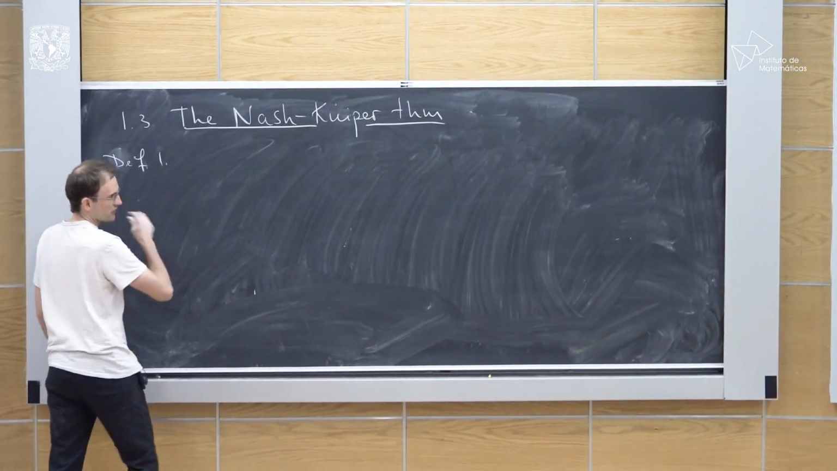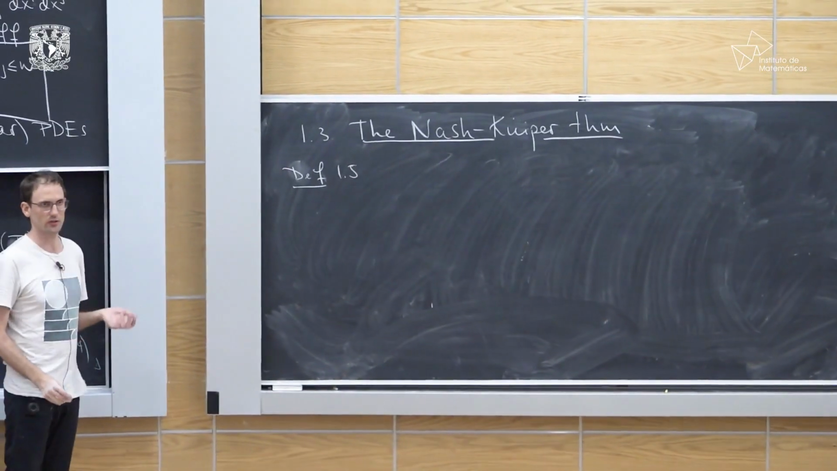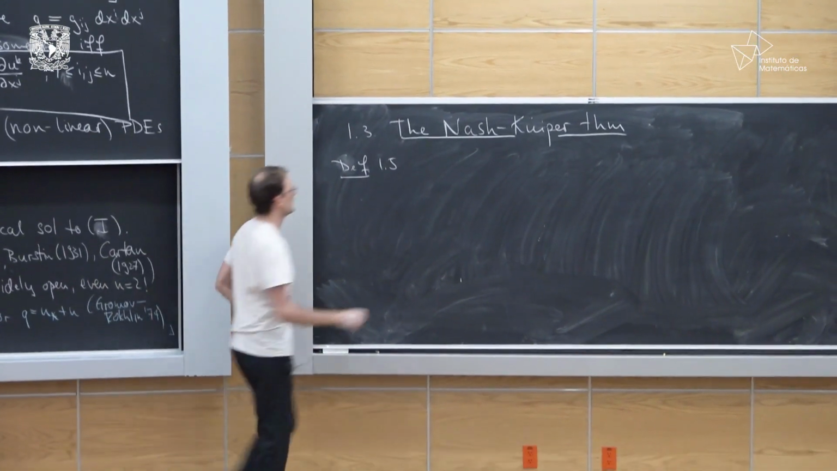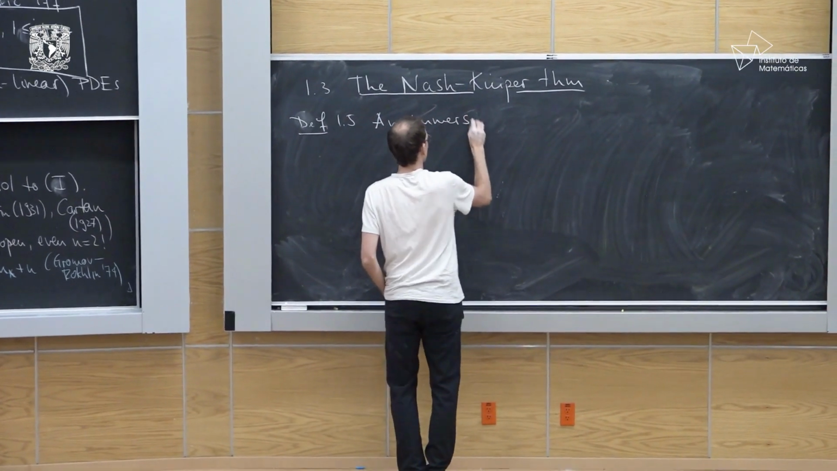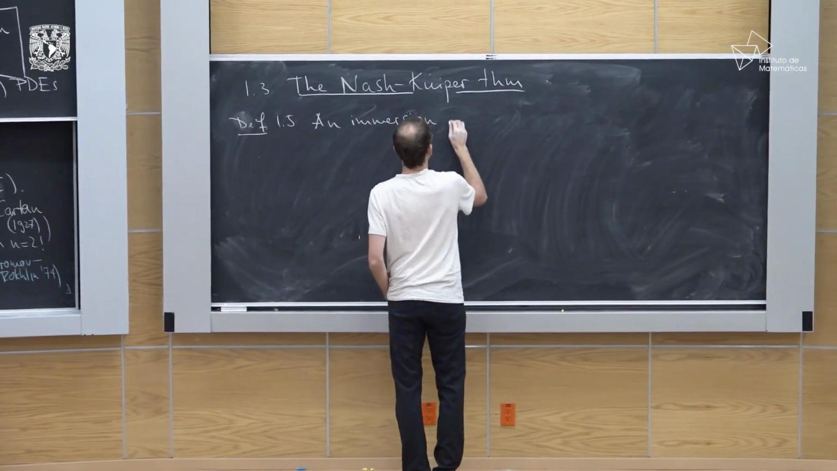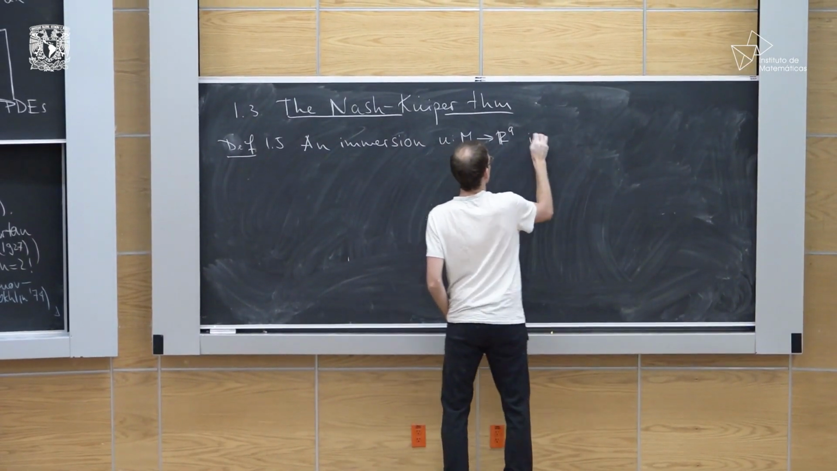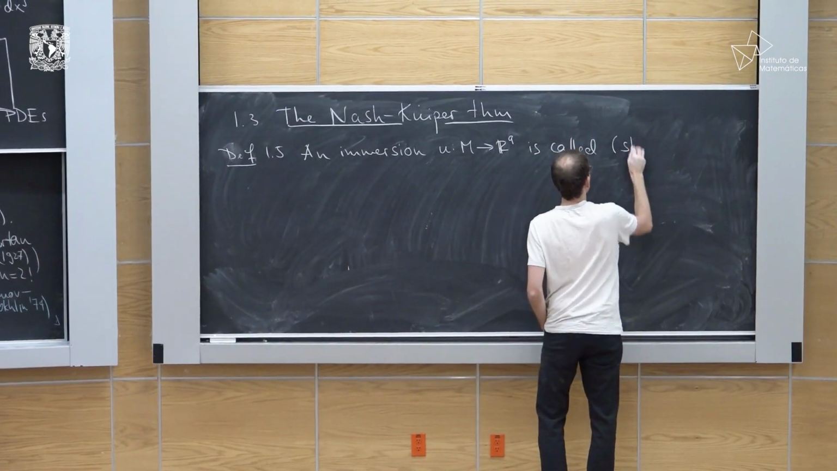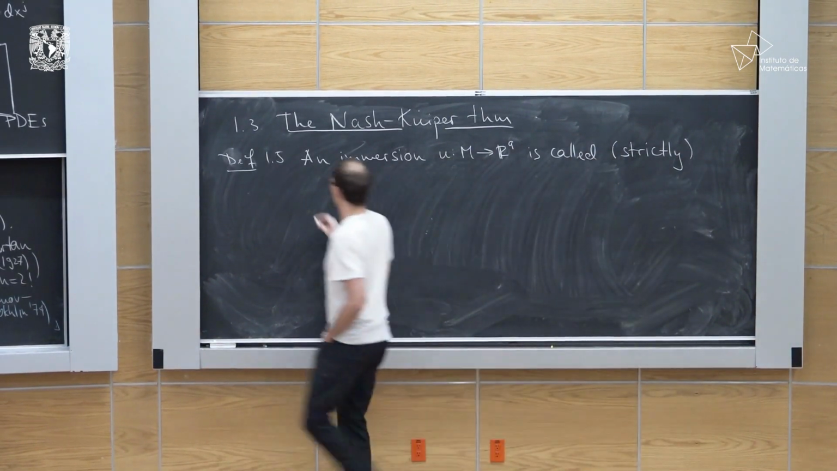So what Nash says is, if you give me a relaxation of an isometric embedding, which is just a map which shrinks all the lengths, so an immersion, and he calls this short. U from M is called short, and maybe strictly short.